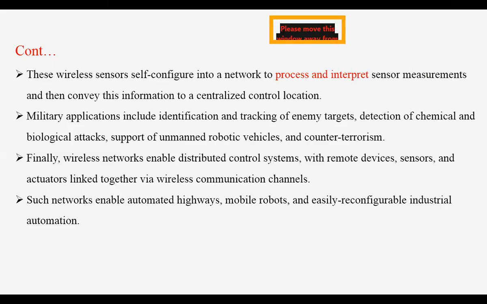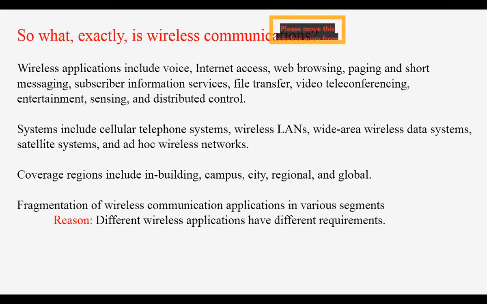Finally, wireless networks enable distributed control systems with remote devices, sensors, and actuators linked together via wireless communication channels. And that's what nowadays is the Internet of Things, everywhere, wireless and internet. Such networks enable automated highways, mobile robots, and easily reconfigurable industrial automation. So all this is because of this wireless and internet development.